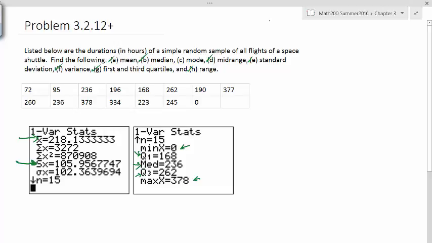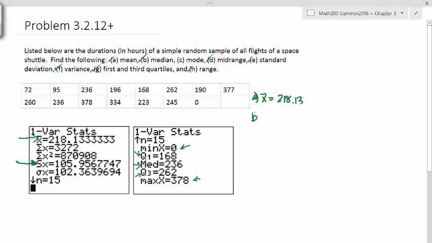Let's make a list of what we know. So let's start with A. That's the mean, x bar. And if you notice that the original data set are all whole numbers, so we're going to put our descriptive statistic values rounded off to 1 decimal place past that. So we're in the tenths place. So we have 218.13.